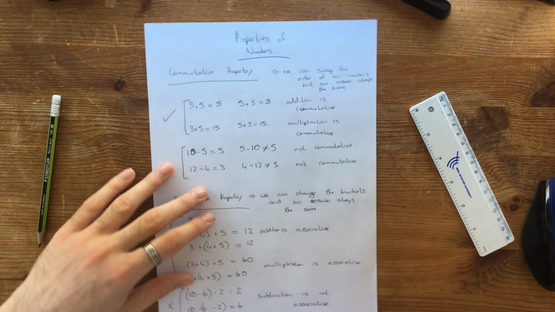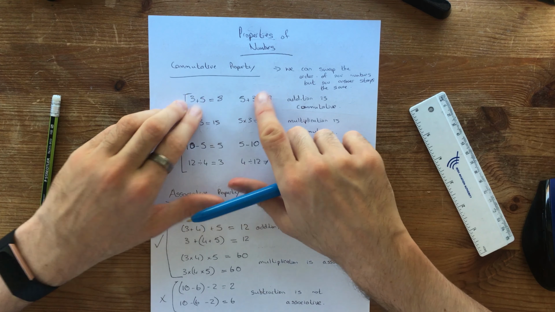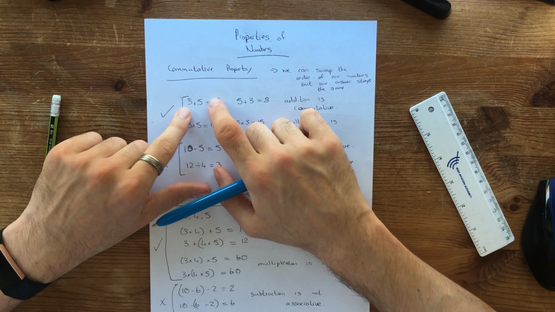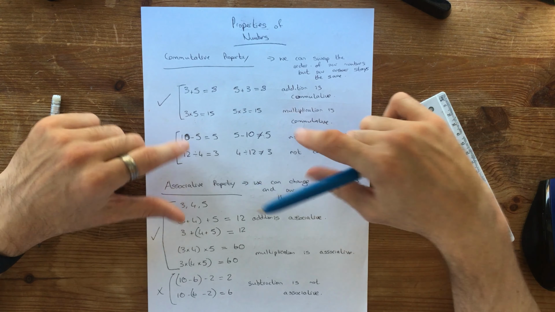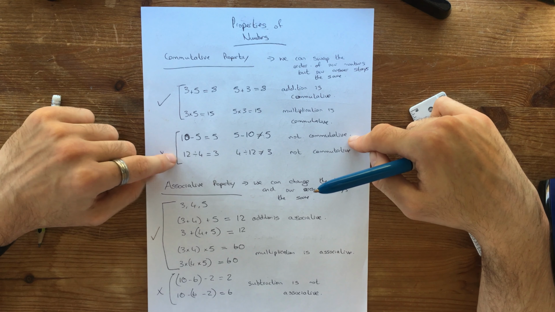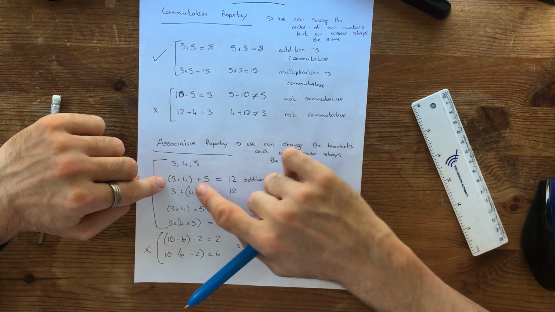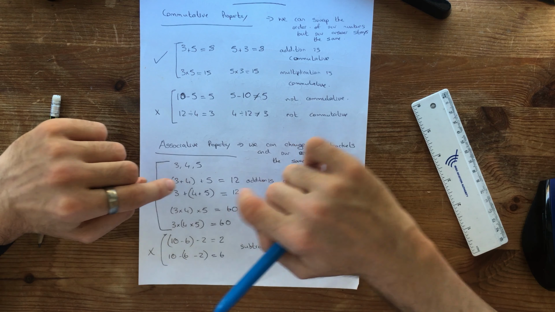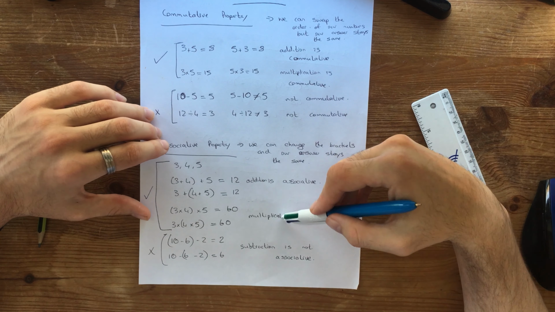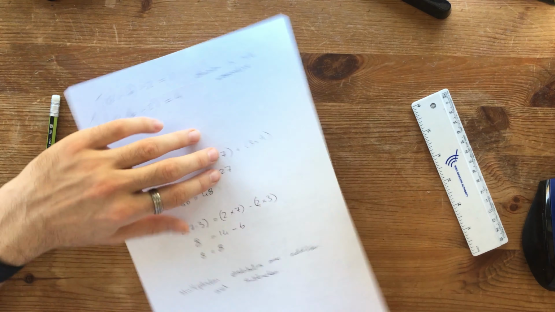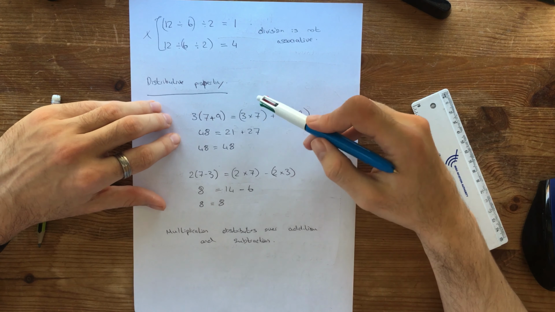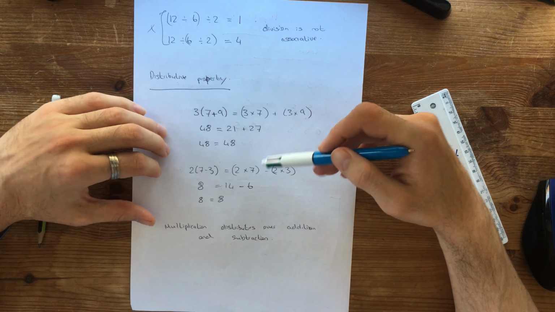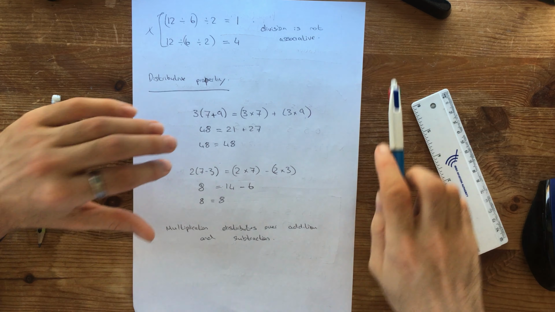So let's just recap again. Commutative property means that we can swap the order of the numbers and we'll still get the same answer. It works for addition and multiplication, and it doesn't work for subtraction and division. Associative means that we can move the brackets to a different place and we'll get the same answer. Addition and multiplication work, but subtraction and division don't. And distributive just means that we can distribute the multiplication amongst the addition or the subtraction, and we'll get the same answer as well. So hopefully that's helped.